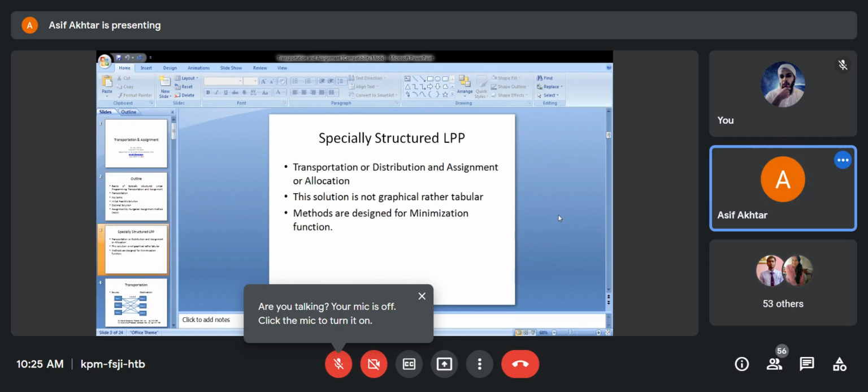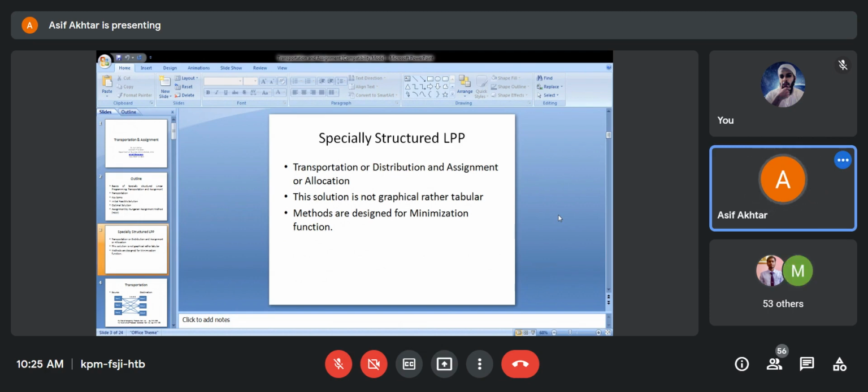Now, the point here is what we are going to discuss with you. We are going to discuss with you the transportation and the assignment problem, and the key point of difference between the previous linear programming and this specially structured linear programming is that conventionally linear programming is the method of converting the problem into mathematical expression.